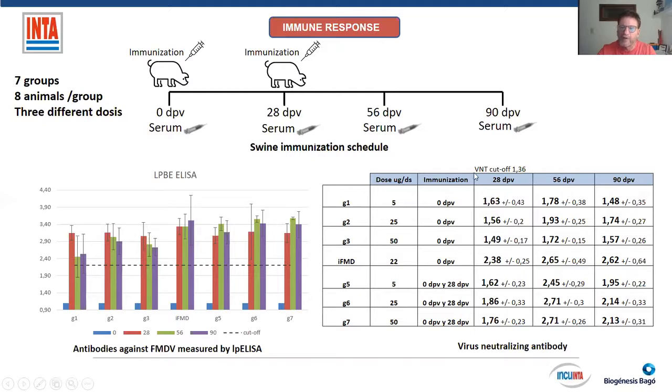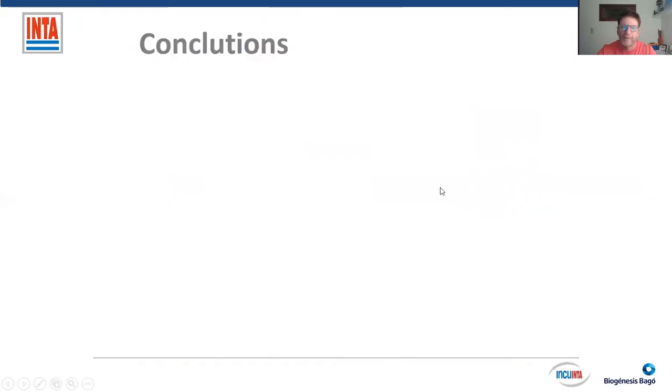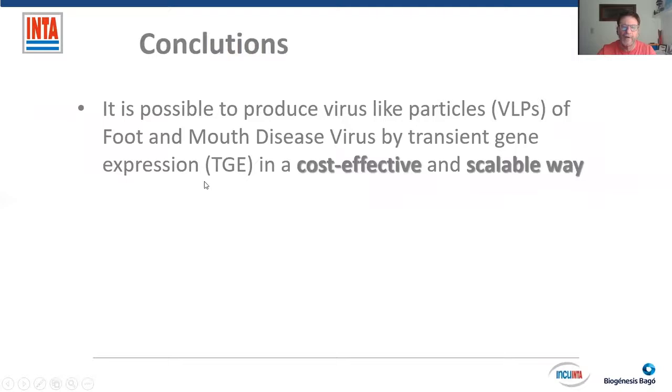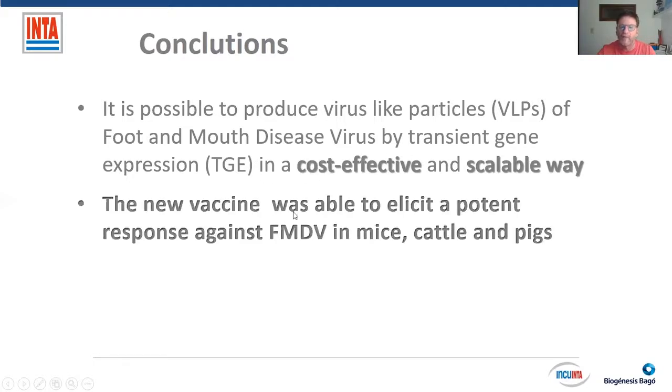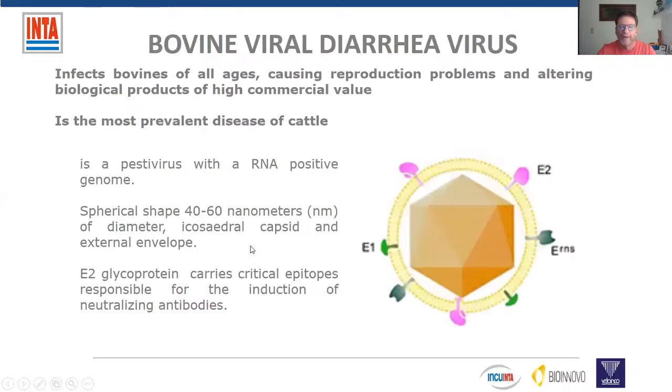And the important point here is that the cutoff of protection is 1.36. In all cases, with only 1 immunization or with 2 immunizations, at the 3 times, we have antibodies that are more than the cutoff. In conclusion, for this part of the presentation, we can say that it's possible to produce virus-like particles of foot-and-mouth virus by transient gene expression in a cost-effective and scalable way. And second, that the new vaccine was able to elicit a potent response against foot-and-mouth in mice, in cattle, and pigs.